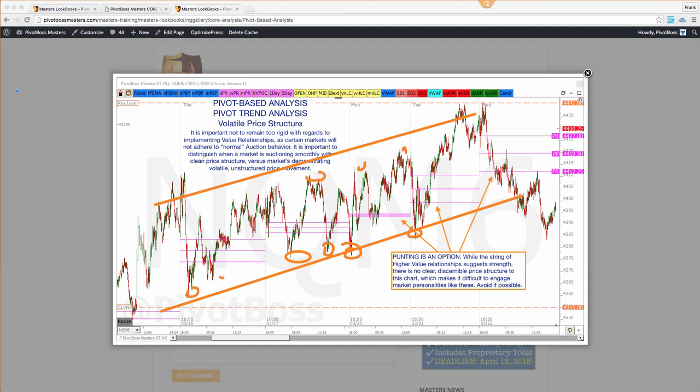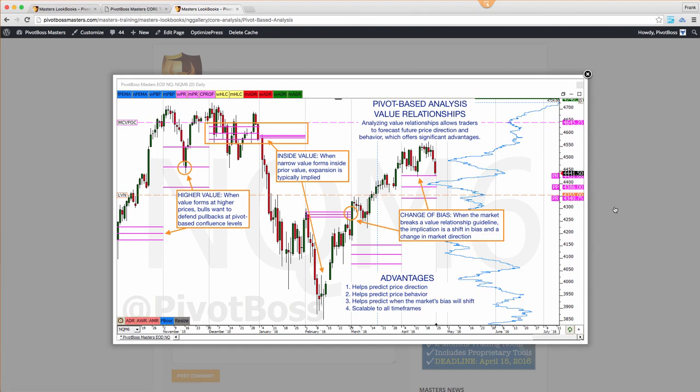That's the approach. All right, so right here, this is value relationships again. A couple of great value relationships in this chart. Again, the ability to identify these relationships, which are very, very easy. Higher value right here tells you that pullback should be defended, right? And see, there's different flavors of higher value, lower value, inside value.